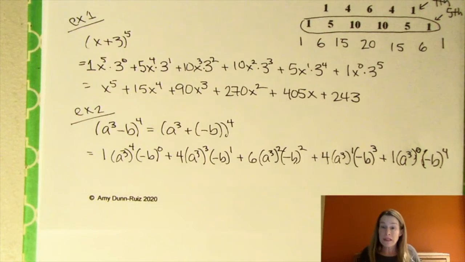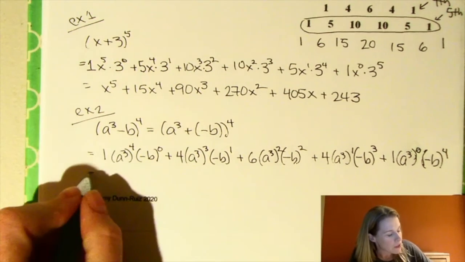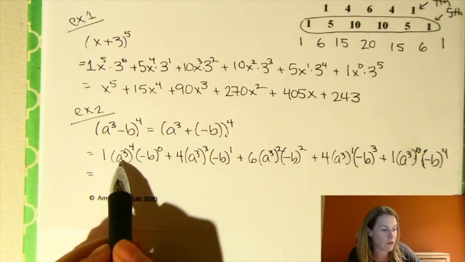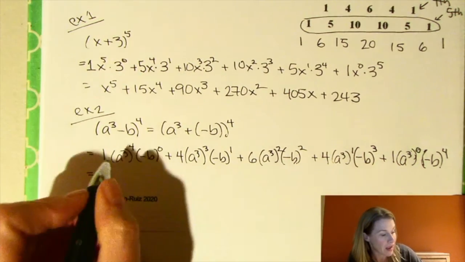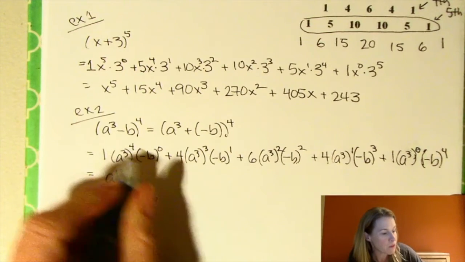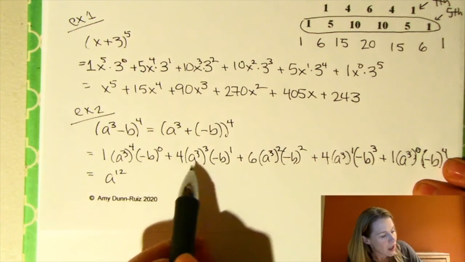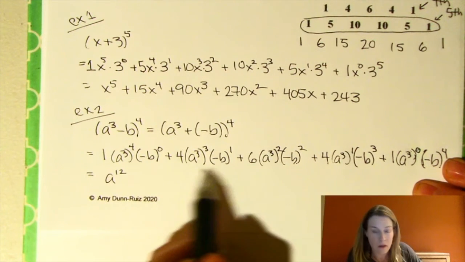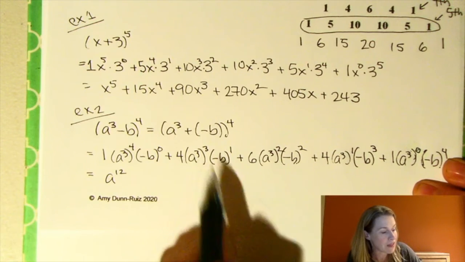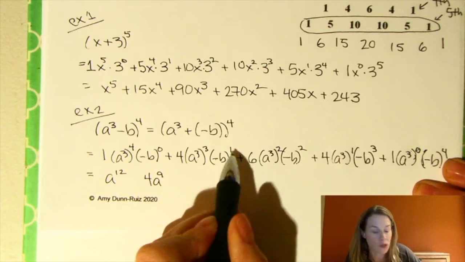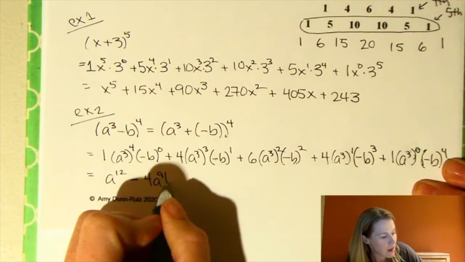Okay, so let's go ahead and simplify this. I happen to know that when I have a power on a power, I multiply those values together. So instead of a cubed to the 4th, that's equivalent to a to the 12th power. And the b to the 0 and the 1, those are just coefficients of 1. Next term, we have 4 is the only numeric value there. I'm going to have 4 a to the 9th, and I have negative b to the 1st, which means I'm going to have minus b to the 1st.